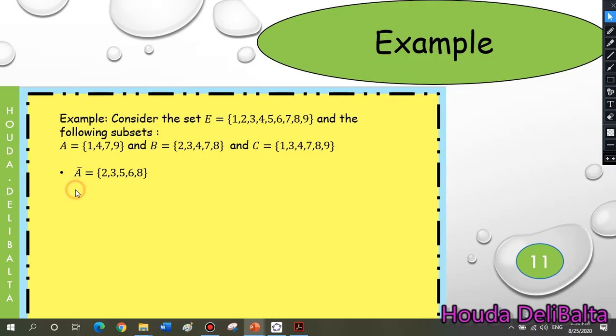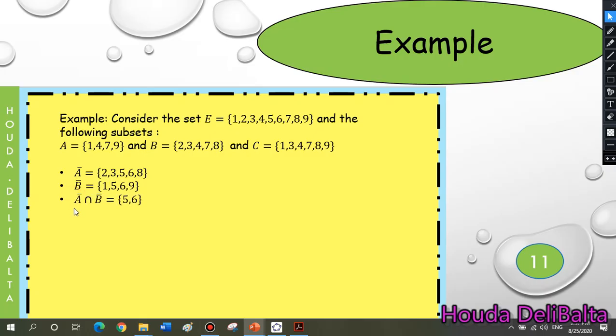Similarly for B bar, the elements of B are these, and the elements of B bar are just the elements that are in E and not in B. They are 1, 5, 6, and 9. We collect them in a set called B bar, which means the complement of B in E.